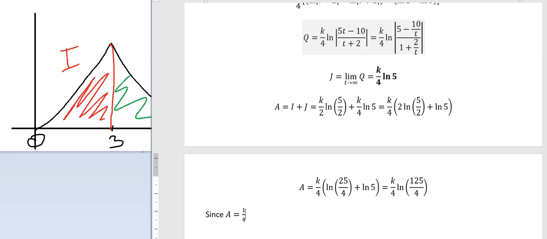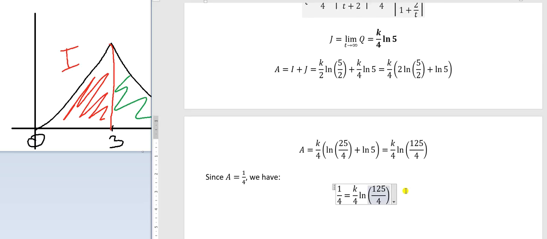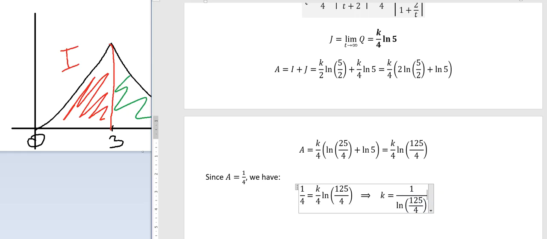Now we can say that since the area equals a quarter, we have 1 quarter equals k over 4 times ln of 125 over 4. And this is encouragingly similar to the format they were asking for. They said it should be possible to write k as 1 over ln of something. And we've managed to write k as 1 over ln of 125 over 4.